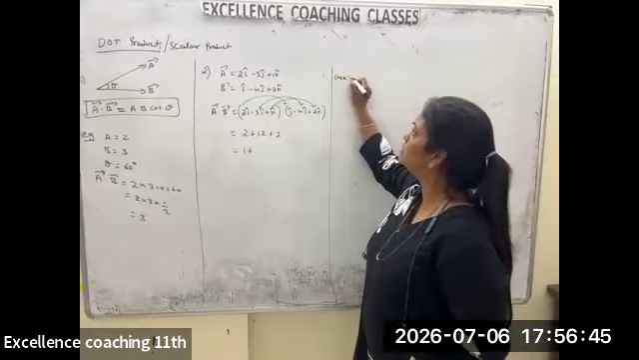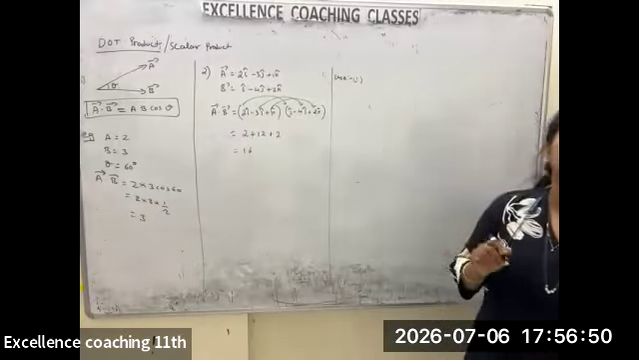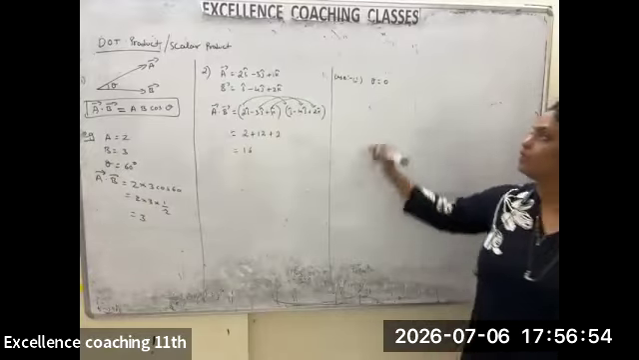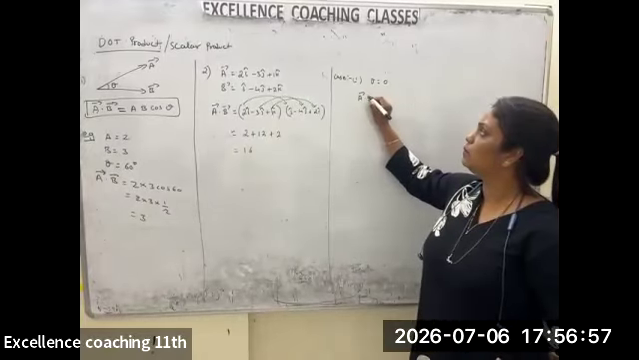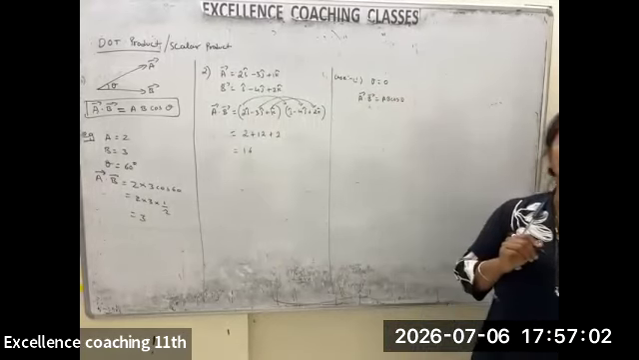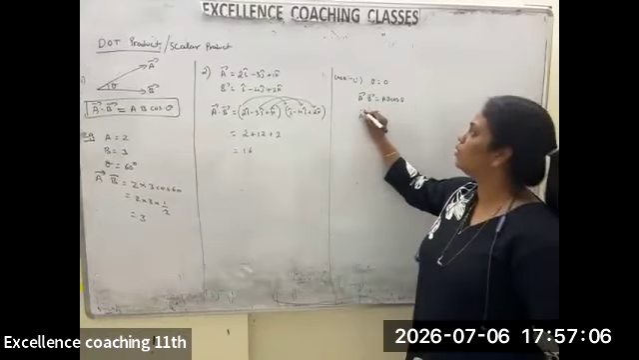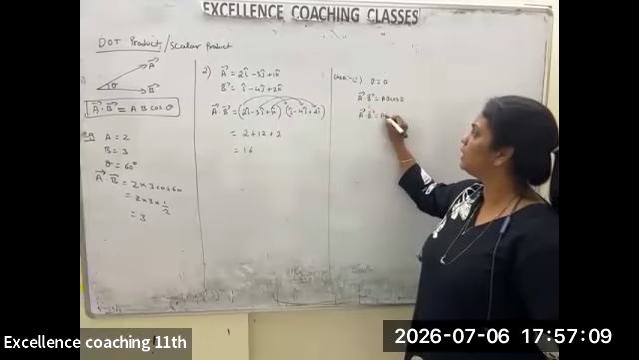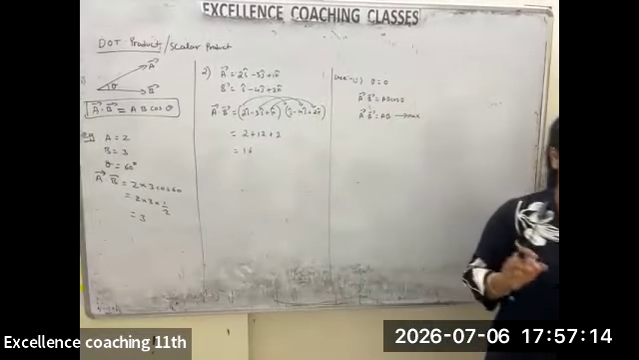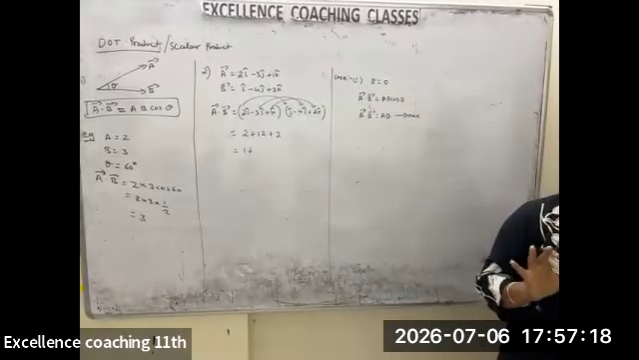Let us take some cases. Case 1: what will be A dot B if theta is equal to 0? A dot B is equal to AB cos theta. Theta is 0. Cos 0 is 1. So what will be your A dot B? It is AB. So this is your maximum value of dot product. Maximum value of dot product, when do you get? When your angle is 0.